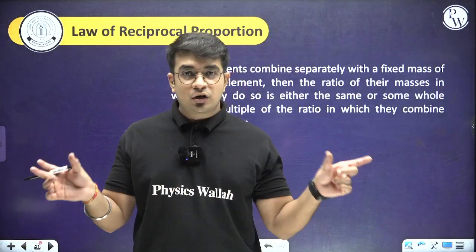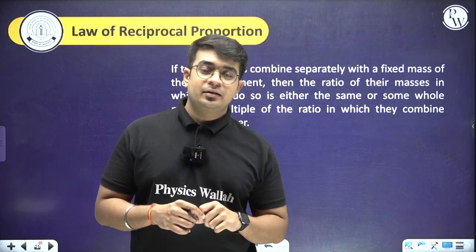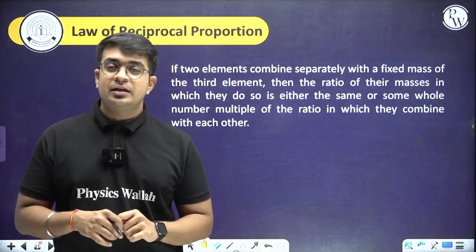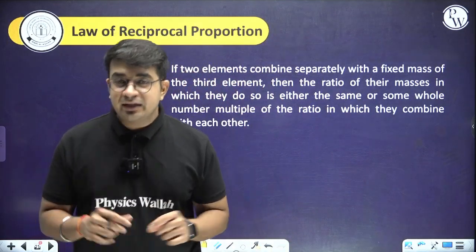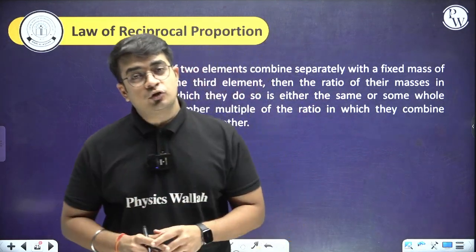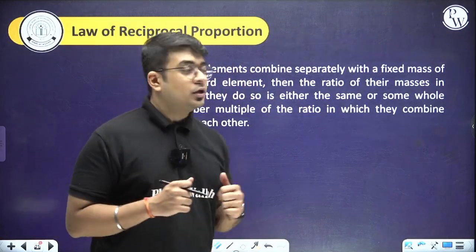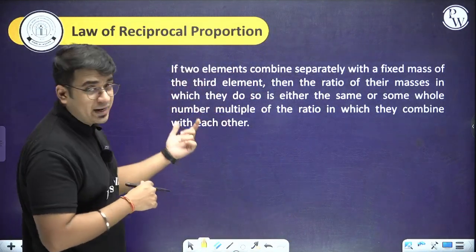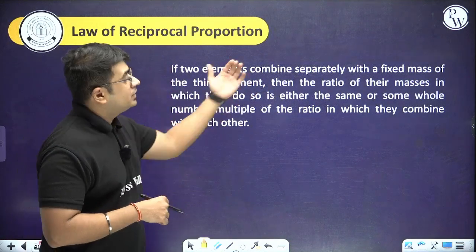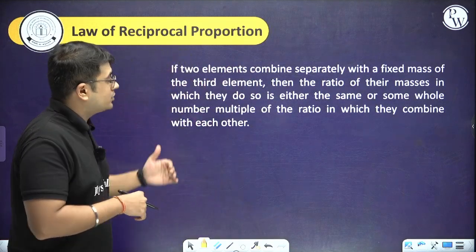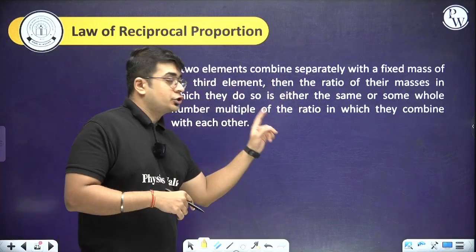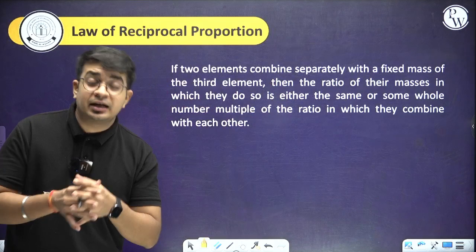And if I am comparing 2 compounds having one same element, I am fixing that particular element and talking about the ratio of the other 2 elements in both compounds. Now I am combining these 2 elements directly to look at their ratio. Their ratio is going to be the same or a simple whole number ratio. So the simple statement is, if 2 elements combine separately with a fixed mass of a third element, then the ratio of their masses in which they do so is either the same or some whole number multiple of the ratio in which they combine together directly.